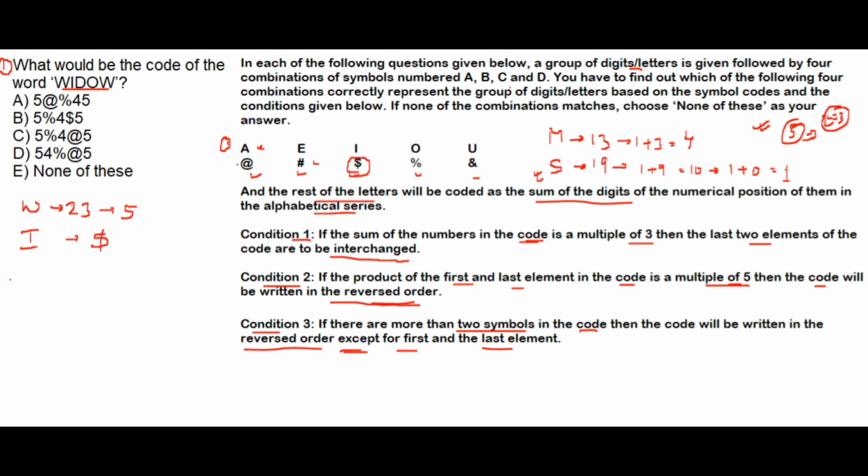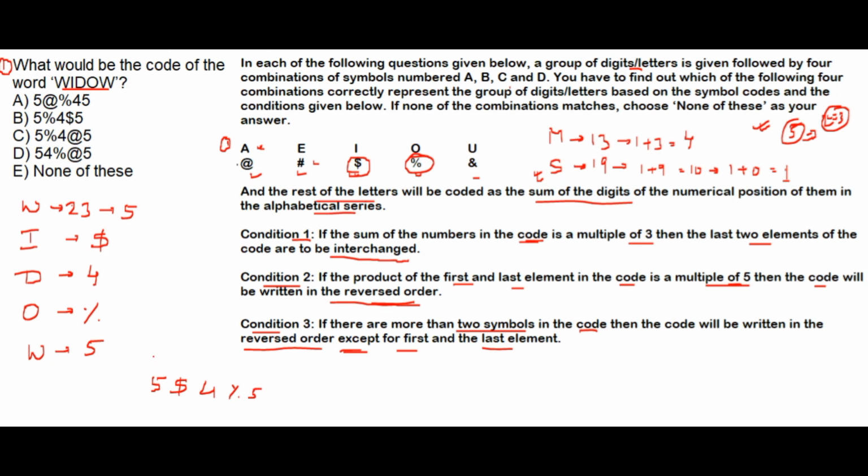Fine. Now D, what is the position of D? That is 4. Now O is a vowel, so it will be coded as a percentage. Now again W will be coded as 5. So what is the code of WIDOW? 5, dollar, 4, percentage and 5.